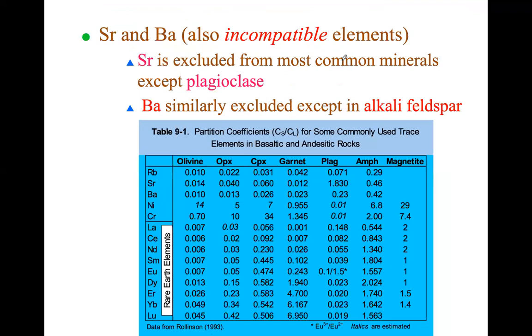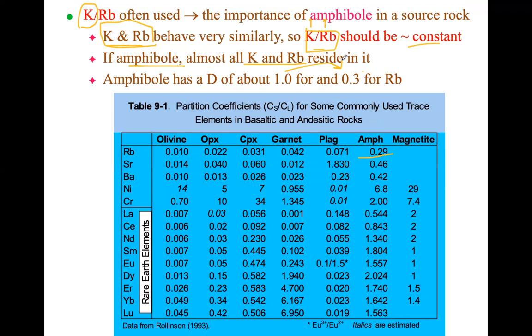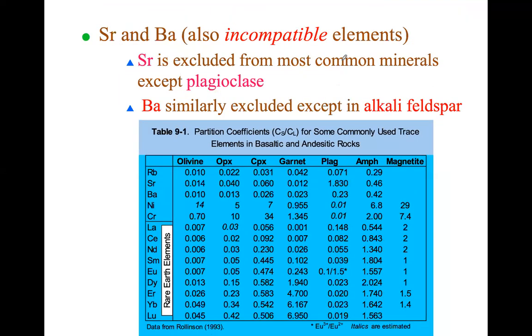So strontium, oh, these are alkaline elements, right? Potassium and rubidium are also alkali elements. So you can take strontium and barium also, right? They are also behaving similarly.